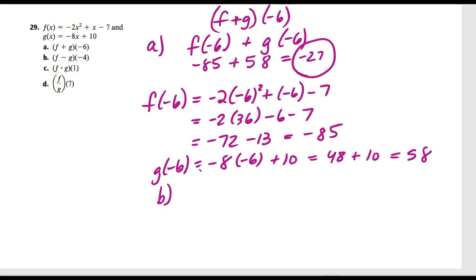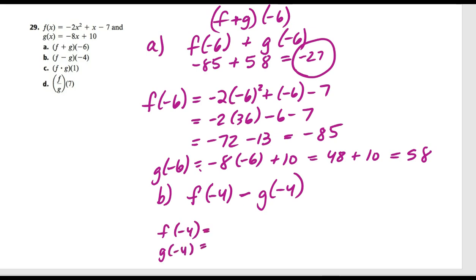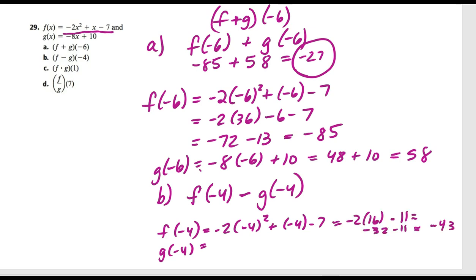So b, we're going to do the exact same thing. This time, though, we're evaluating at negative 4, not negative 6. So it's going to be f at negative 4 minus g at negative 4. So I can evaluate what is f at negative 4, and then what is g at negative 4. So I replace every x with a negative 4. Get f at negative 4 is negative 43.